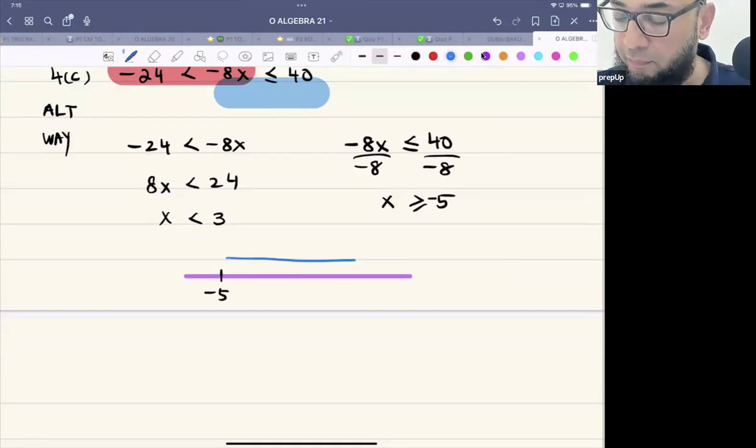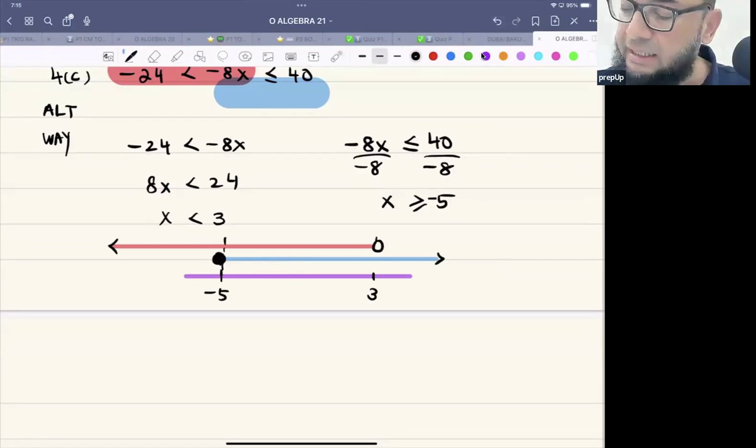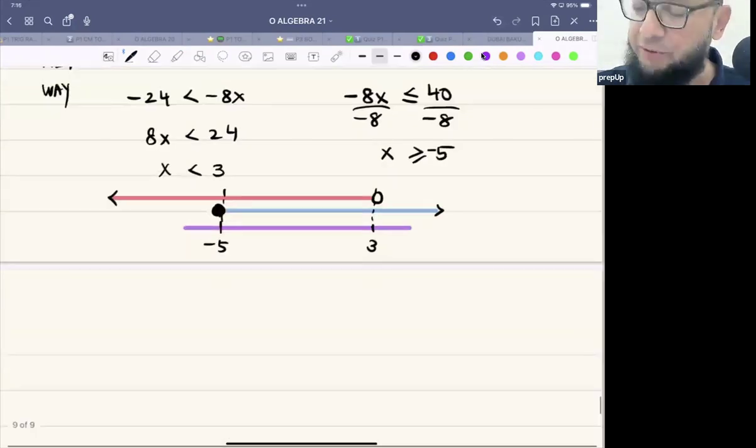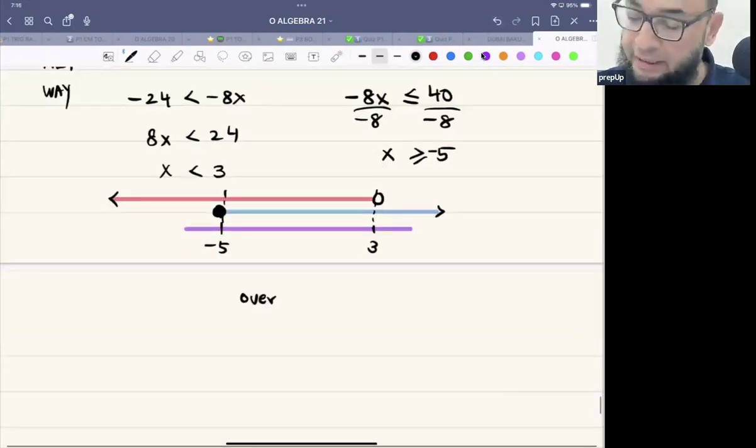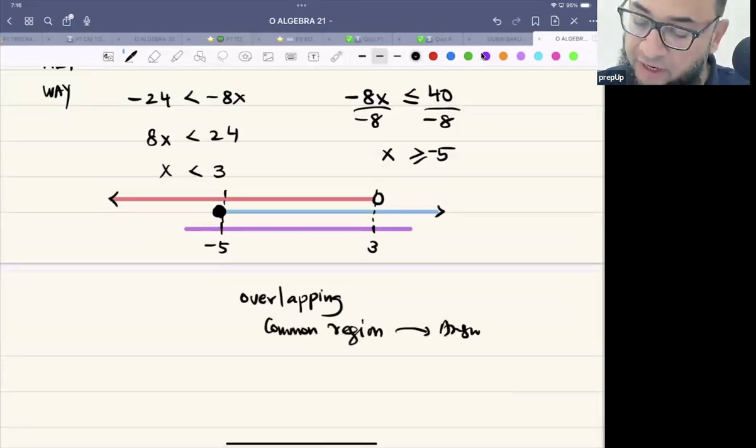The overlapping common region is the answer. So therefore x is lesser than 3, greater than or equal to negative 5. It's written the other way: x is greater than or equal to negative 5, x is lesser than 3. Officially, this is a better way of writing it. This makes more sense.